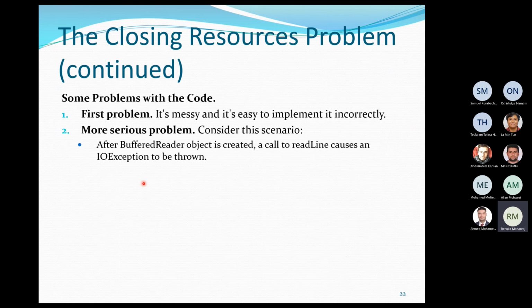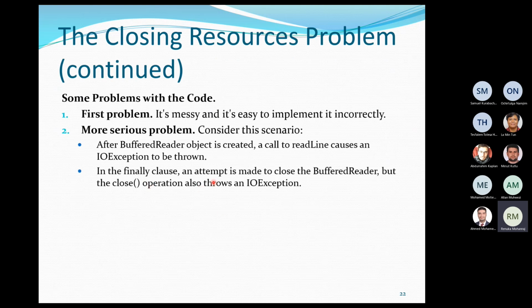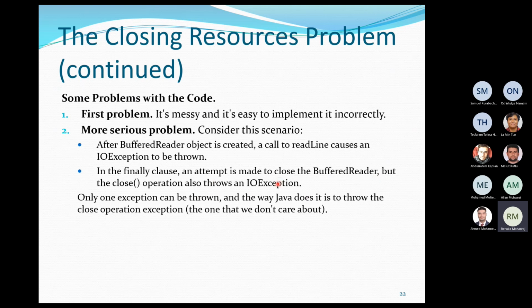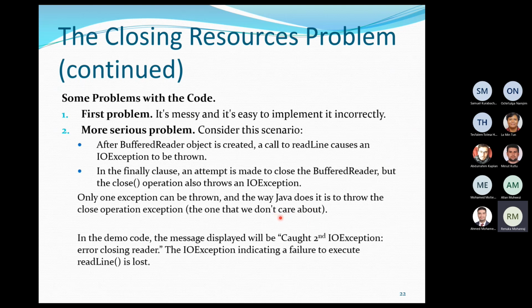So that's your next scenario. In the finally clause, an attempt is made to close the buffer reader, and that can also throw an exception, right? So only one exception can be thrown. The remaining will not be caught, right? So we have to be careful about this one. For that purpose only, we provided the two try-catch. So this is your problem.